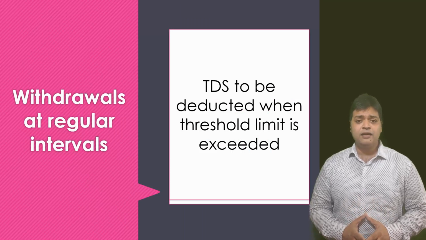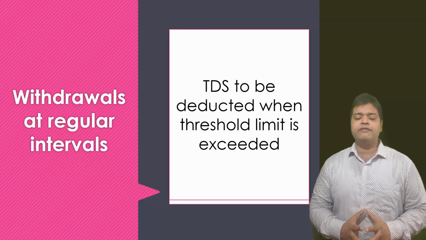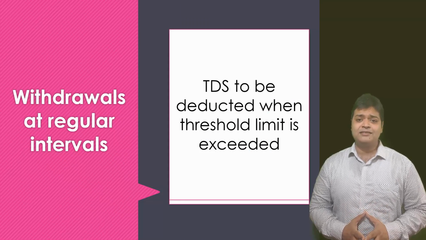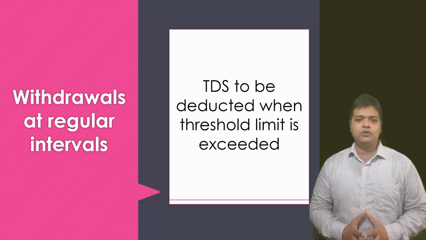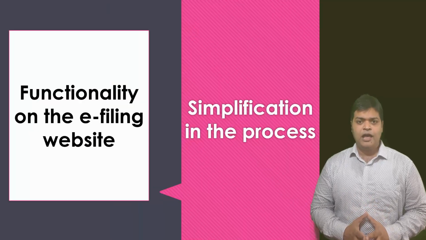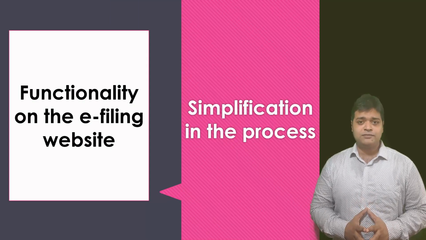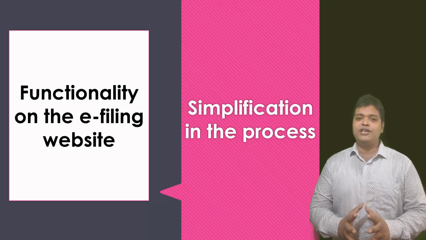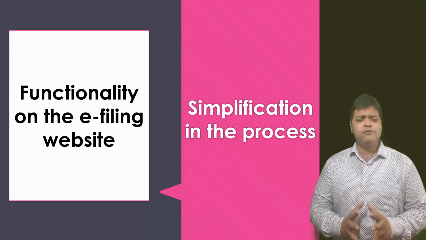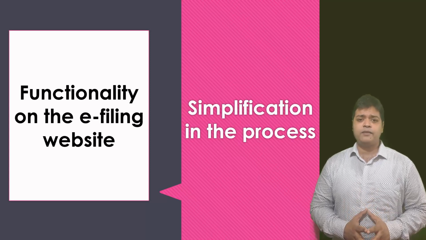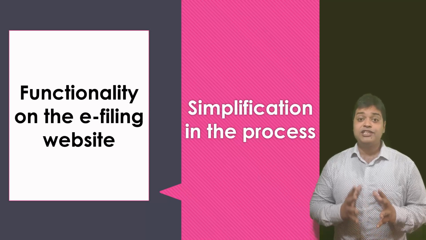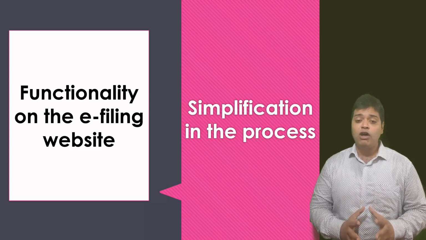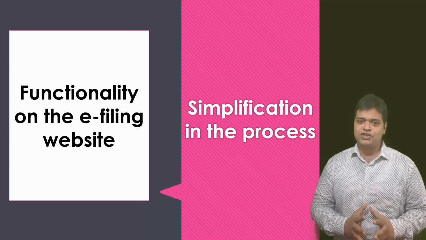In case the payee withdraws a sum of money at regular intervals, the payer will have to deduct the TDS from the amount once the total sum withdrawn exceeds the threshold limit of rupees 20 lakhs or rupees 1 crore in a financial year as the case may be. Further, to simplify the entire process, the CBDT has introduced a functionality on the e-filing website with the help of which the bank or a cooperative bank or a post office will be easily able to check whether the person withdrawing the cash is falling within the ambit of this section or not.